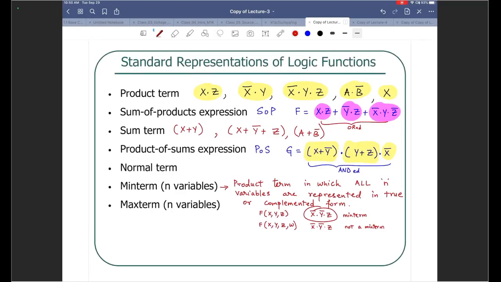But a minterm will always be a product term. If a function only depends on x, so for example, if you said f of x equals x complement, then even just x is a minterm. It will also be a sum term. It will also be, later on we'll see that, a maxterm.